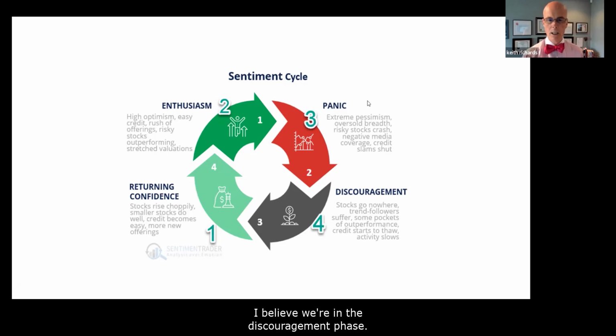I believe we're in the discouragement phase. I've talked about that on a blog just recently, and I suggest you rifle through some of my very recent blogs, and you'll see notations on this. But let's take a look at some of the indicators that can help us identify what phase we're in.